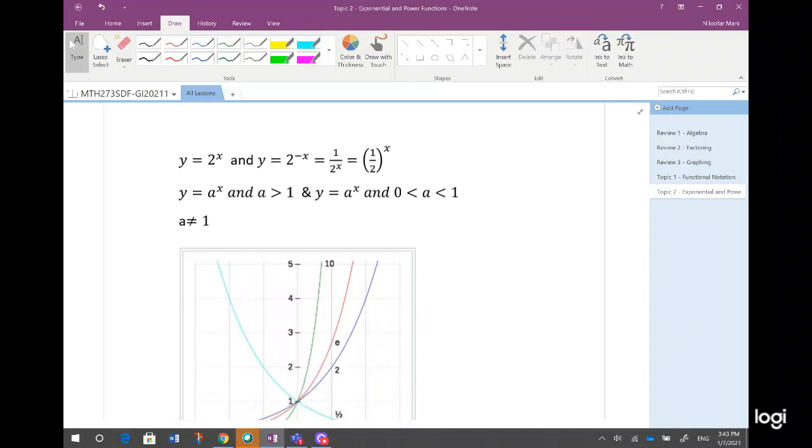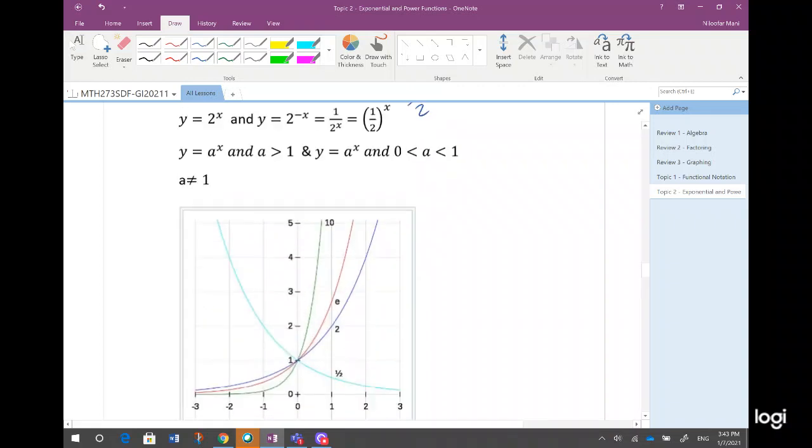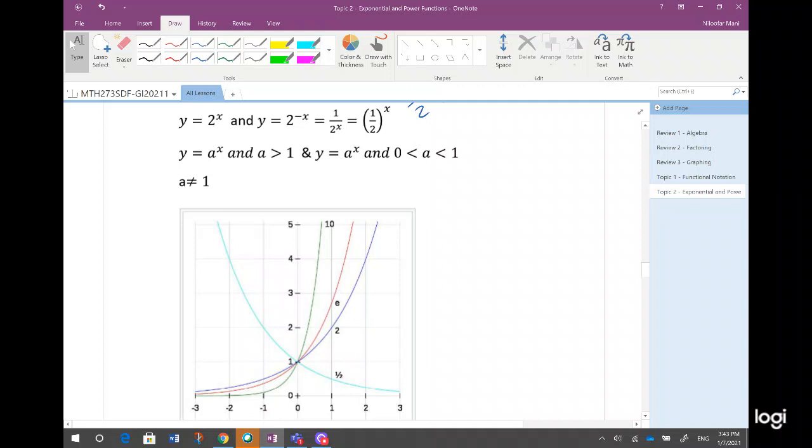I want to compare it from another perspective. 2 power minus x is 1 over 2 power x. Look at this. Both of them are power x, but one of them, 2, is more than 1, and one of them, 1 over 2, is less than 1. So let's compare it this way. This is 10 power x. This is e power x, which we are going to talk about. And this is 2 power x.